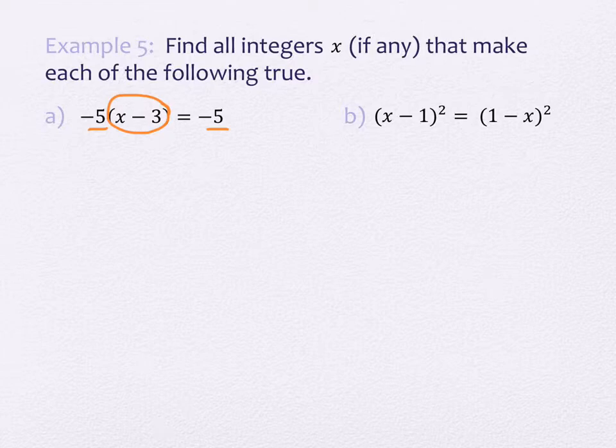It's a property of multiplication, right? The only number that I can multiply negative 5 by and get negative 5 is 1. So that x minus 3 has to be 1. So what would I have to let x be in order for x minus 3 to be 1? It'd have to be 4. You see how we reasoned through that? You don't have to do it this way. I just want you to see that that's a possibility.